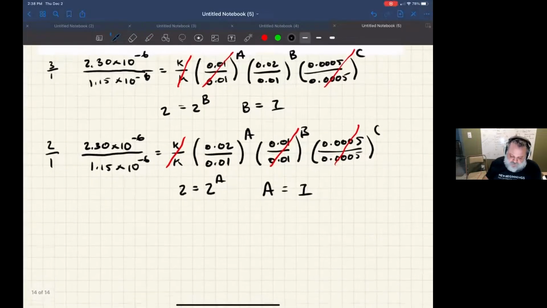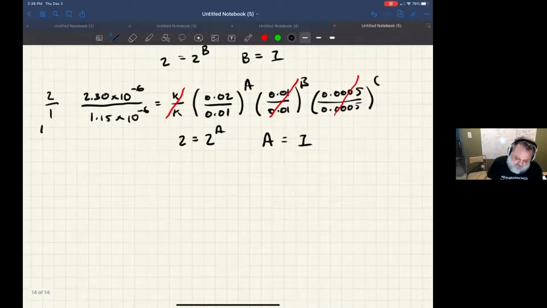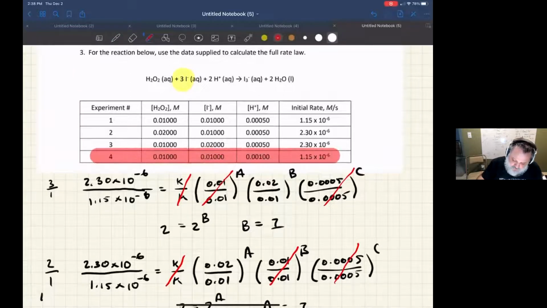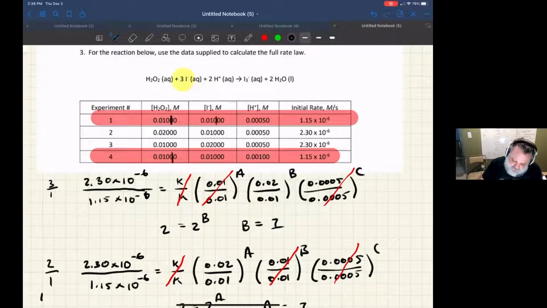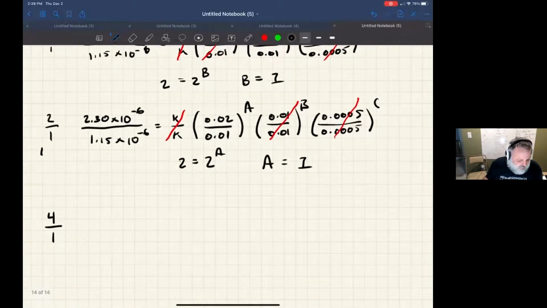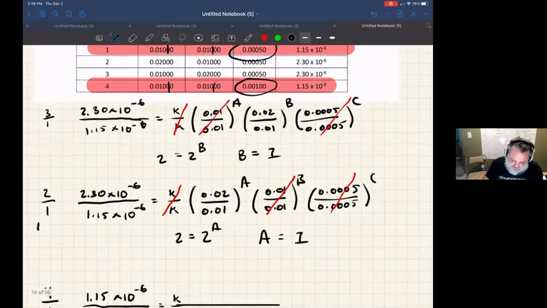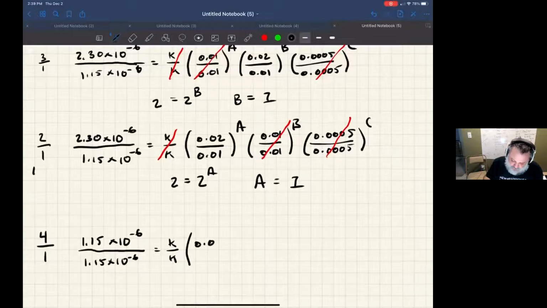Okay, looks like we're down to it. Let's take a look at what happens if I look at 4 divided by 1. So it looks like if I have 4 and I have 1, then everything is constant here and here, here and here, but this one and this one change. So that's going to allow me to sort out C. So if I go 4, I got 1.15 times 10 to the negative 6 divided by 1.15 times 10 to the negative 6. That equals K over K. What did I have for H2O2? I had 0.01 over 0.01. That's to the A power.